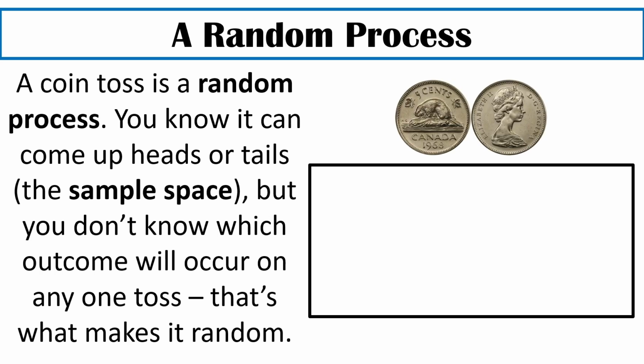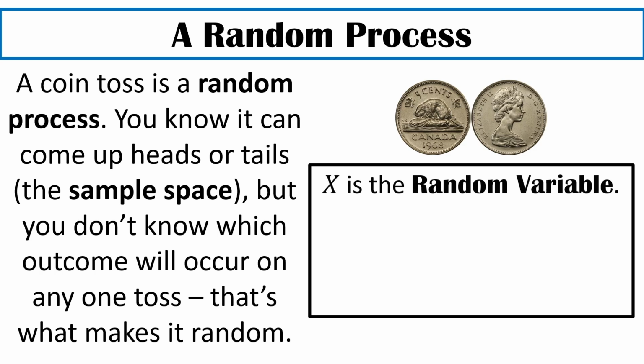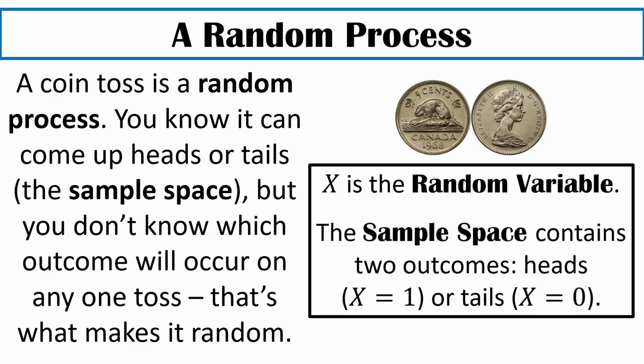So, just in case you don't know what a coin looks like, there it is, heads and tails. X is a random process. We use the symbol X to represent a random variable. And here, the sample space contains two outcomes. X can be 1, representing heads, for example, and X equals 0 could represent tails. So a random variable, it's random because you never know the outcome on any individual trial. And the sample space contains all the possible outcomes.